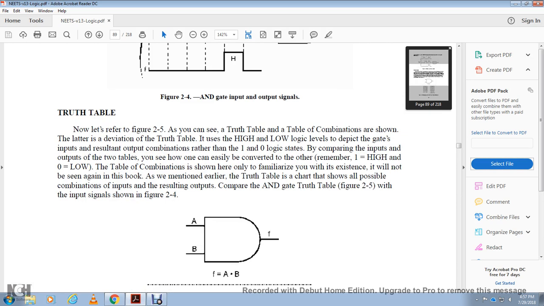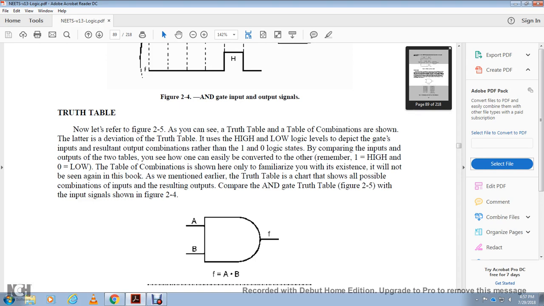You can see the truth table combinations shown with the letters H and L, the high and low logic levels, to depict the gate inputs and resulting output, rather than 1 and 0 logic states. With the two tables, you can see how easily they convert to each other. Remember, the 1 is high and the 0 is low. The two combinations are shown only to familiarize you with the existence of the H and L notation, and it will not be seen again in this book.